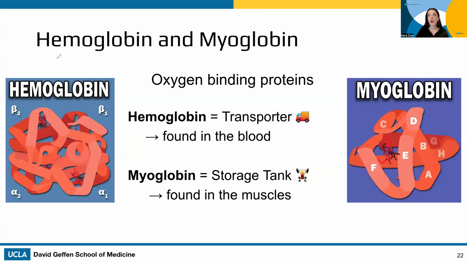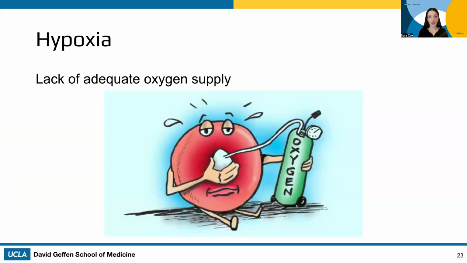And we really want to make sure that we are filling up our hemoglobin with oxygen, but we also are filling up our myoglobin with oxygen, that both the transporter and the storage tank are full of oxygen. When our patient lacks oxygen, when they don't have enough oxygen in these oxygen binding proteins, we're going to say that that patient is hypoxic. So hypoxia is the lack of adequate oxygen supply. So when we don't have enough oxygen to fill up oxygen binding proteins.